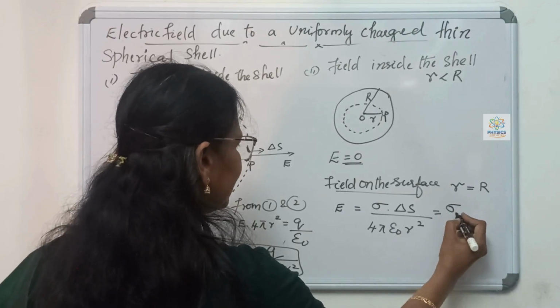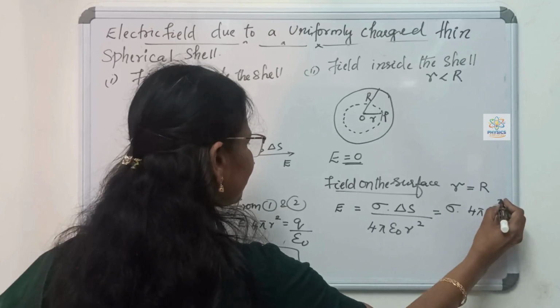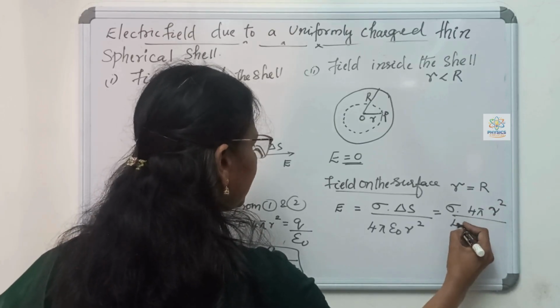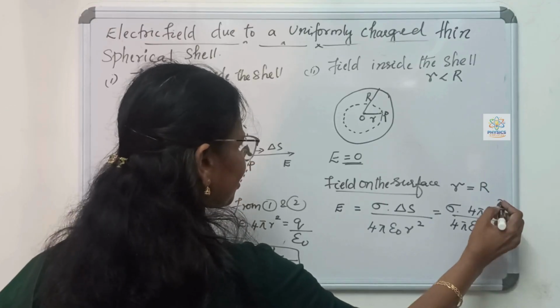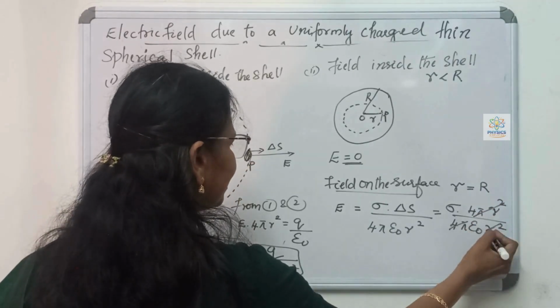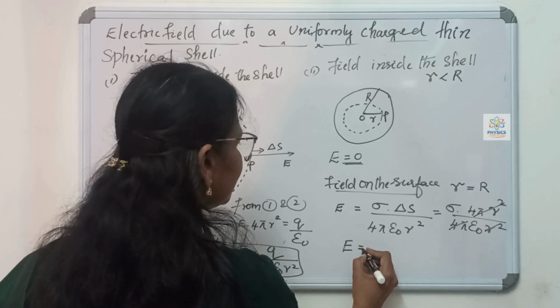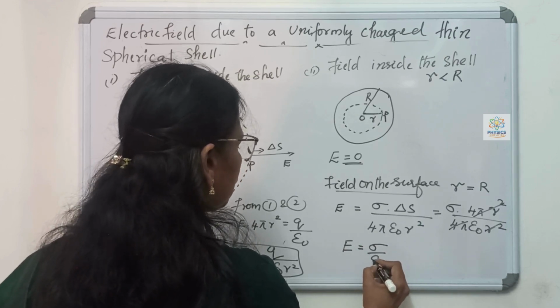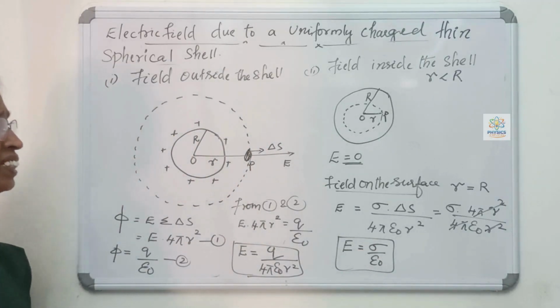So you get sigma into 4 pi r square, the whole divided by 4 pi epsilon 0 into r square. 4 pi r square cancel. So electric field intensity E is equal to sigma by epsilon 0.